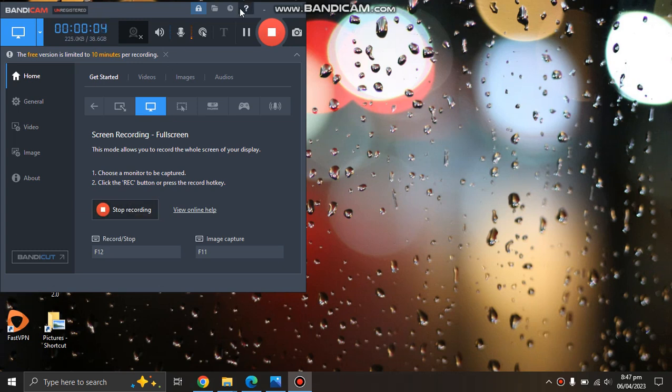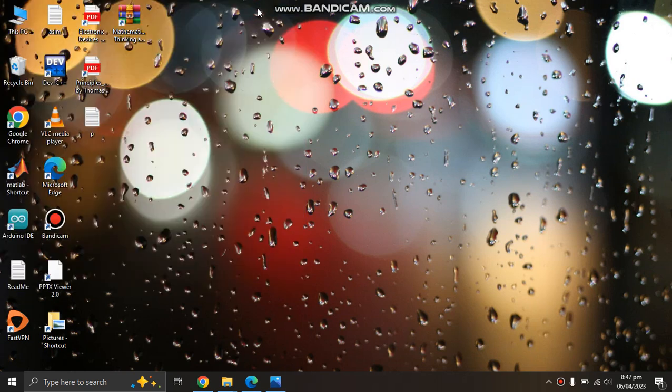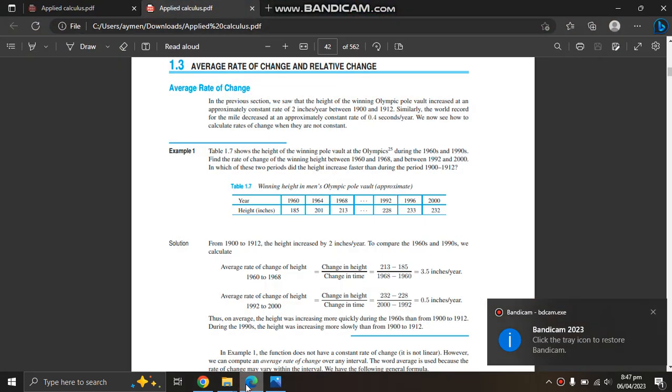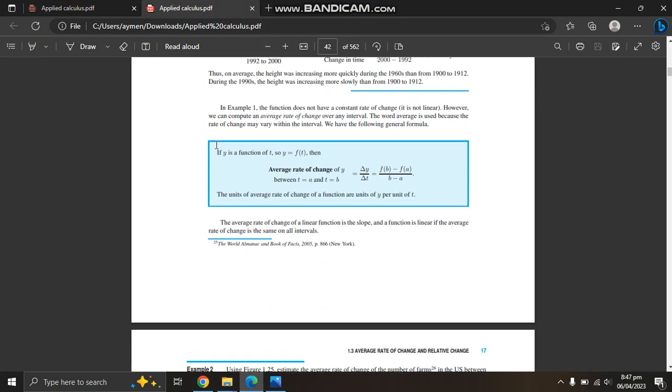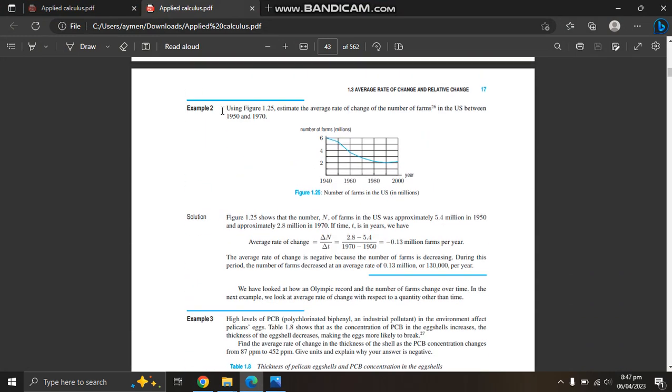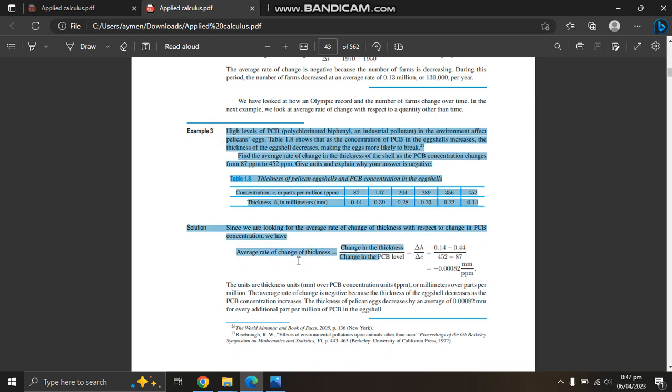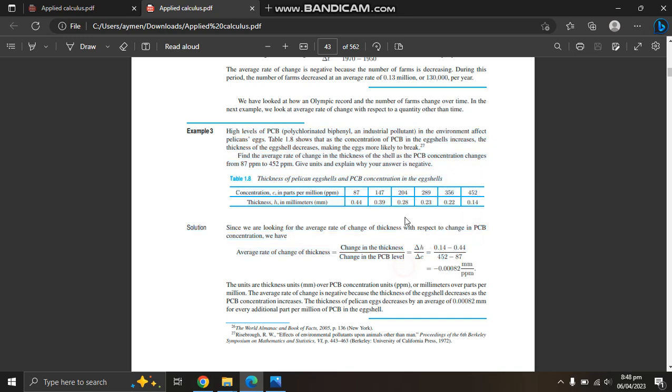Today my topic is related to applied calculus, in which we will discuss the rate of change and the relative change of functions. So we discuss the average rate of change. We have a lot of examples and graphs in this, and we will also discuss examples in which the rate of change and its formula are given. You can see all.